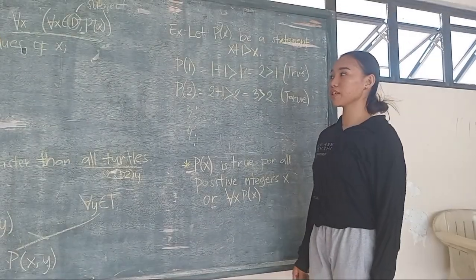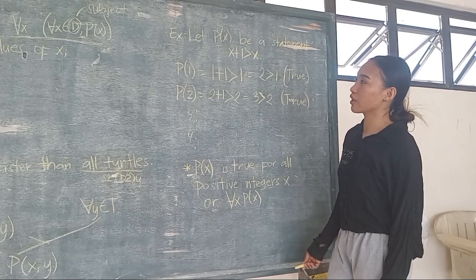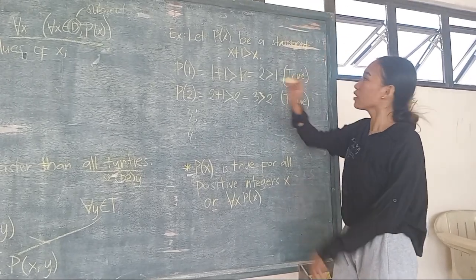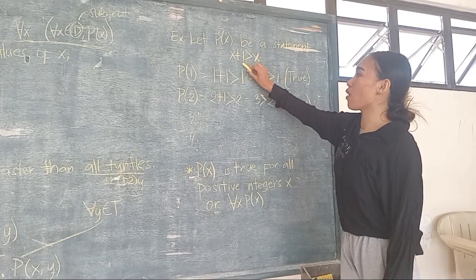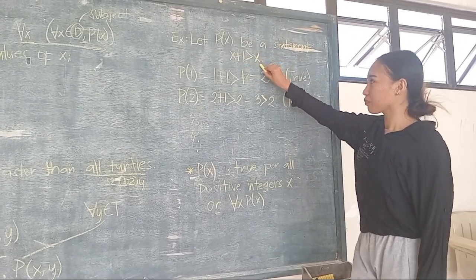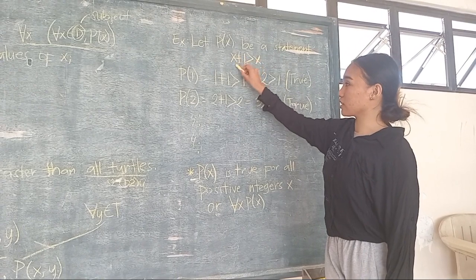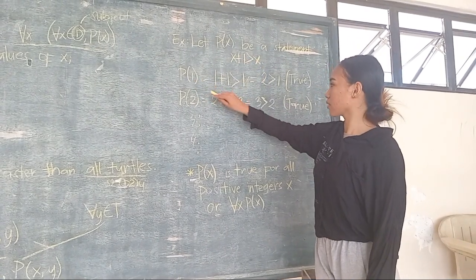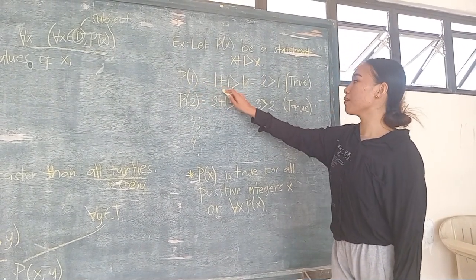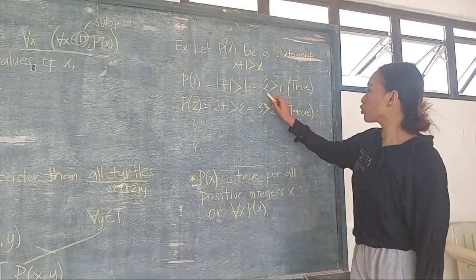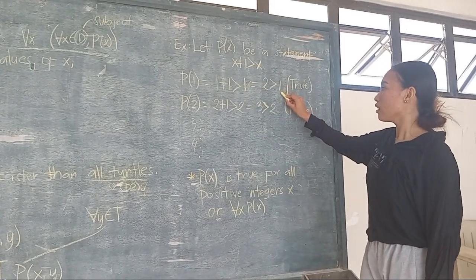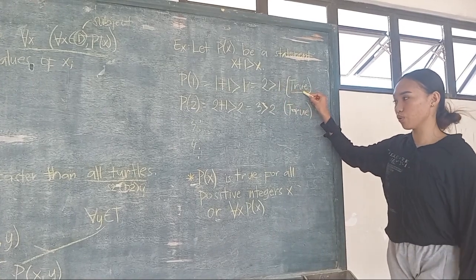Let's have some examples of the universal quantifier applied to a statement. Let P(x) be the statement x + 1 > x. Let's substitute x with 1. P(1) is 1 + 1 > 1, which is 2 > 1. So this statement is true.